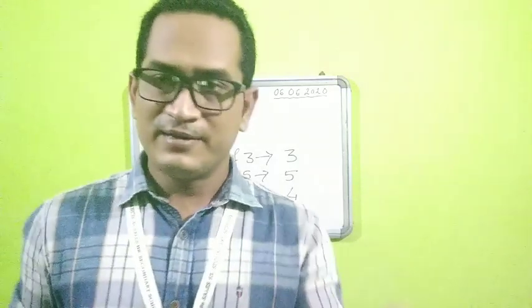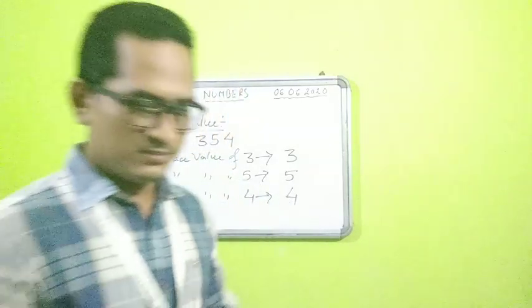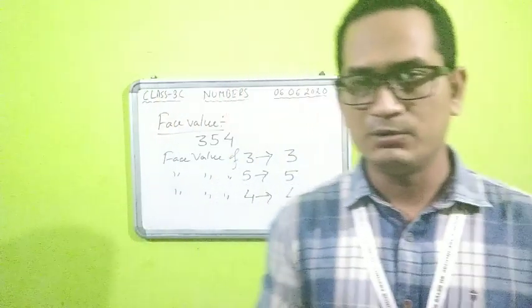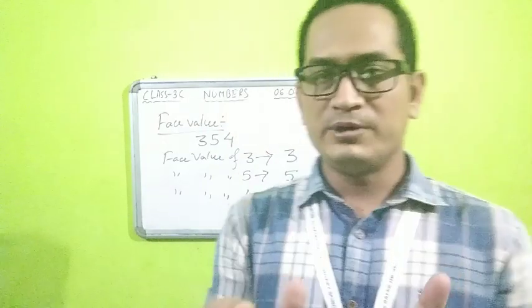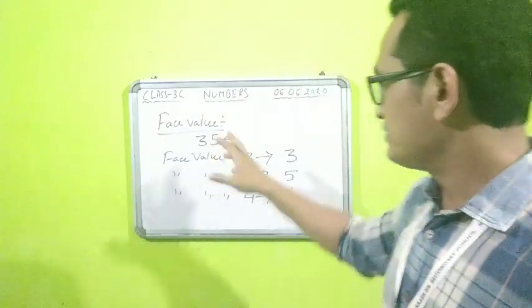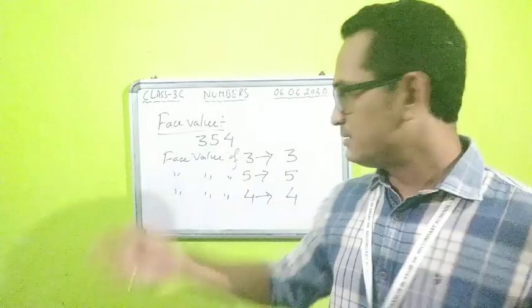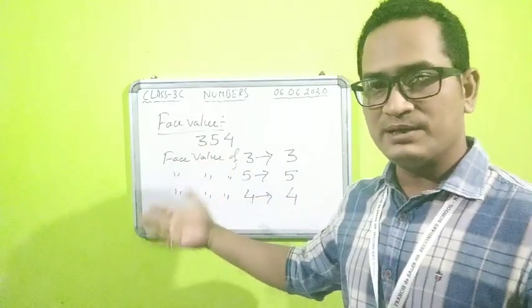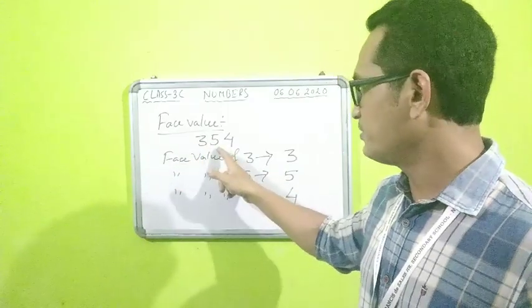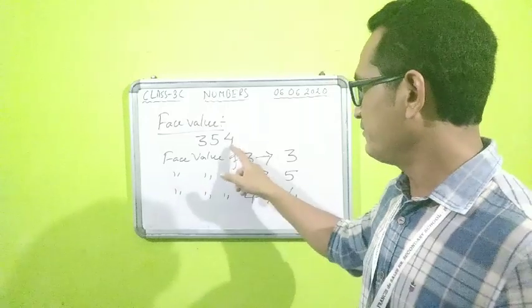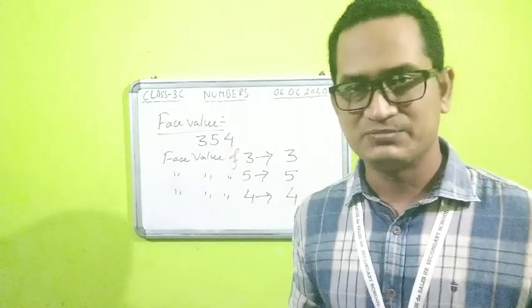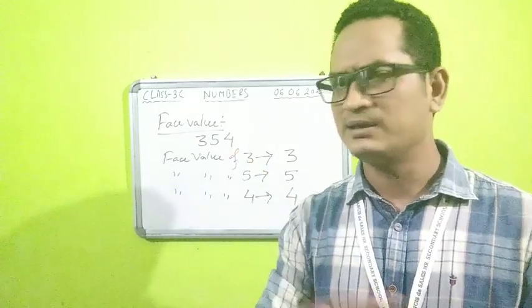So students, the face value concept is very easy because you don't need to calculate anything. Simply you need to see the digit and tell that the face value of 3 is 3 itself, the face value of 5 is 5 itself, and the face value of 4 is 4 itself. Fine. So no multiplication, no addition, nothing.